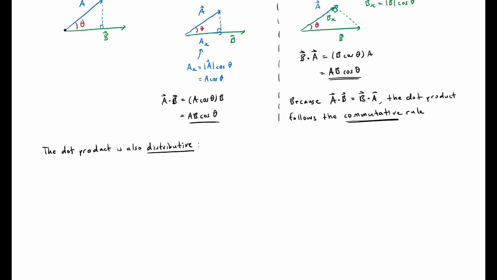So what this means is that if we introduce a third vector C, for example, if we have A dotted with B plus C, it means that you're multiplying A by an expression that's B plus C, and we can distribute A within that expression. So we can have AB plus AC. So that means we have A dotted with B plus A dotted with C.